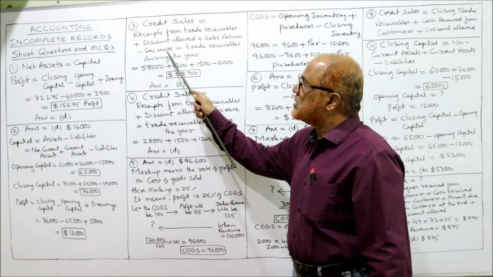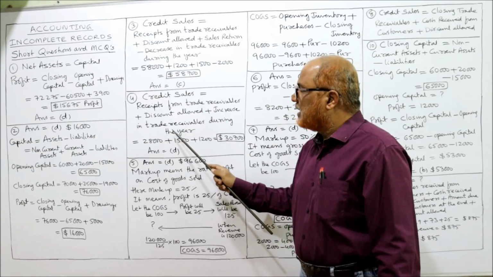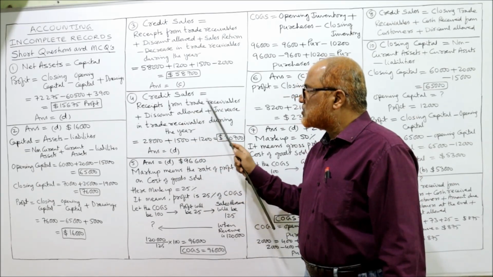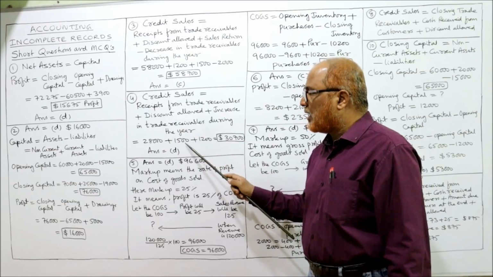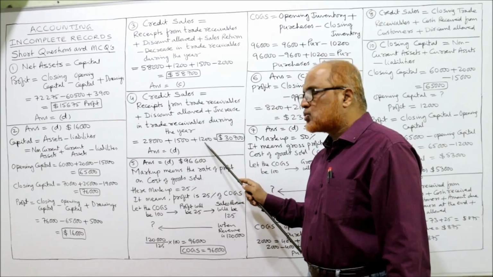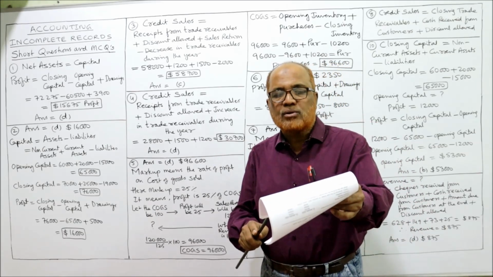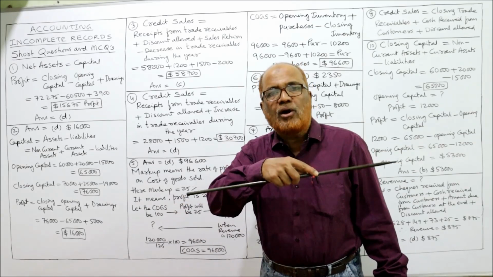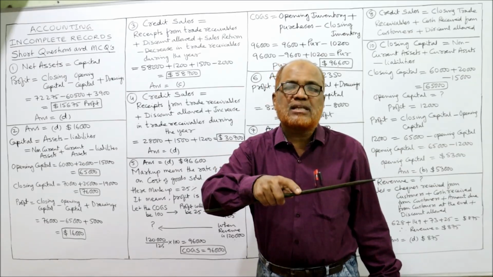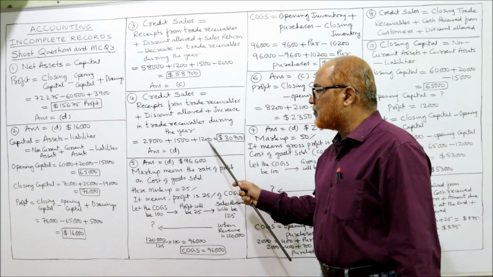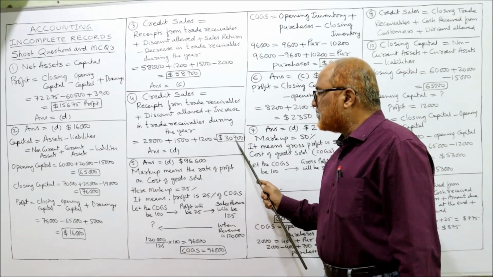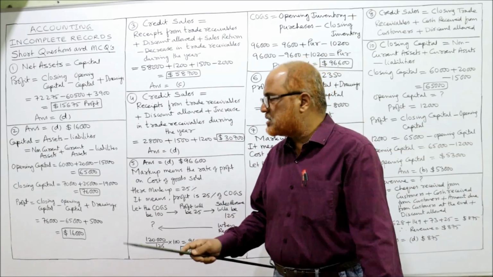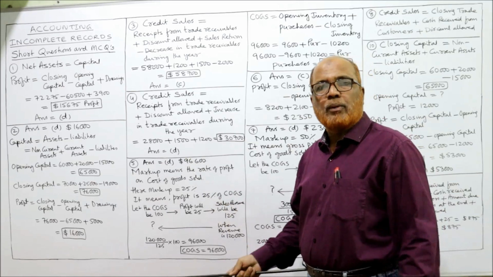So increase in trade receivable should be added. Previous problem decrease was there, so we deducted. Now we have increase, so increase in trade receivable should be added. So 28,000 is the receipts from trade receivable. 1,500 is the discount allowed. And increase in trade receivable is 1,200. How we got 1,200? End of the year 4,200 minus beginning of the year 3,000 is equal to 1,200. Now take the total. You will get 30,700. The D answer. Fourth problem completed.